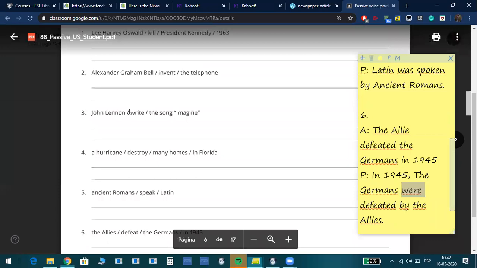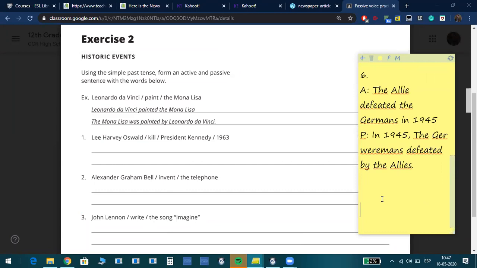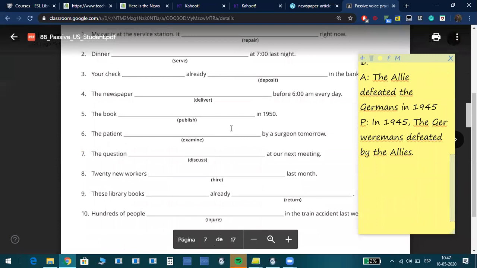So this activity is quite simple. Only use was or were. Was for singular, were for plural. That's it. That's the activity, honestly. It was the easiest of them. So this one you have to complete with the correct one. Let's see quickly. Martuco, what about number one?